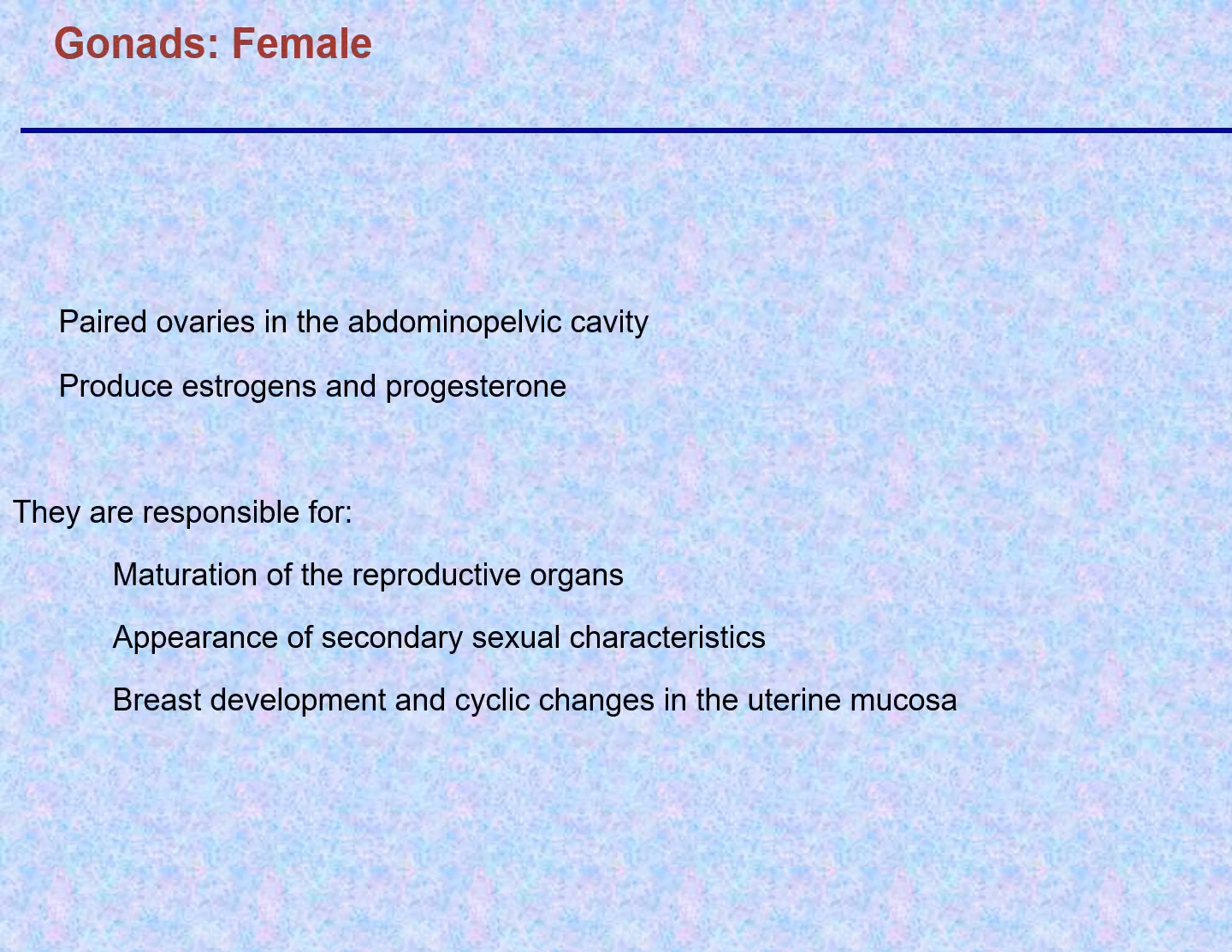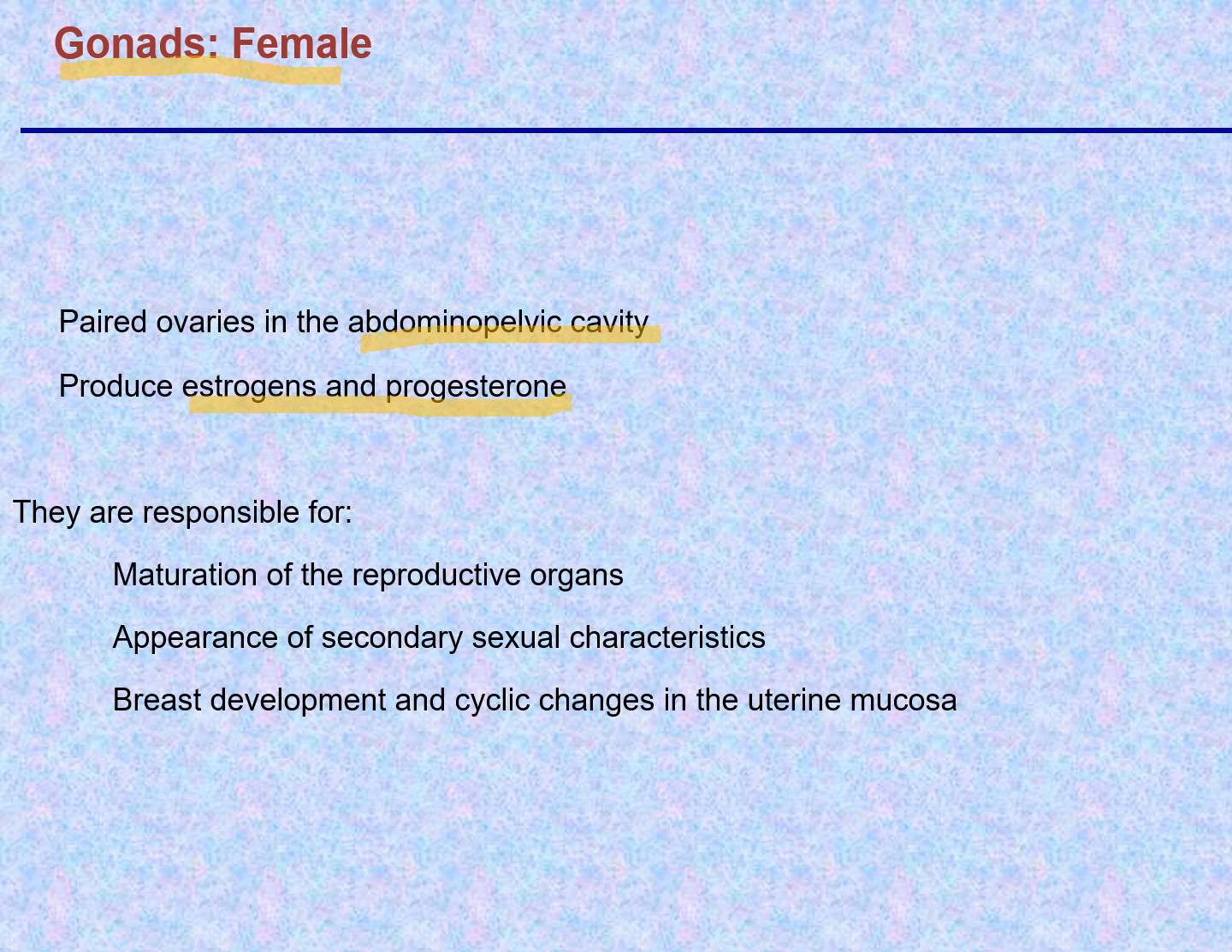Okay, let's move on to another set of organs that also have this mixed characteristic of exocrine and endocrine function. They are glands, but they also produce secretory products, and this is the gonads. In the female, the gonads are the ovaries, which are found in the abdominal pelvic cavity. These, in terms of their hormone function, produce estrogen and progesterone.